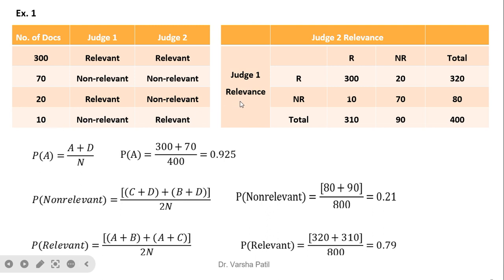and the second says relevant. So we first need to make a confusion matrix with Judge 1 relevance and Judge 2 relevance, and we are writing the values in. So R is relevant and NR is non-relevant. We need to take these values and fill this table.